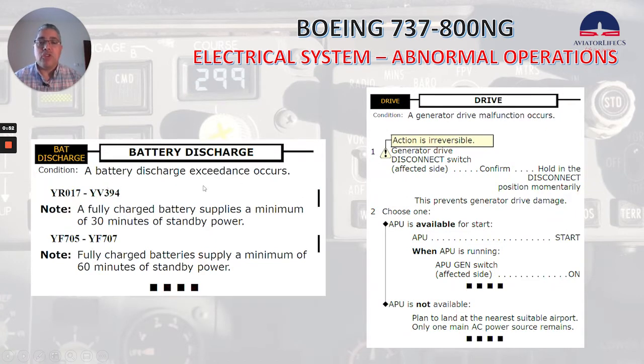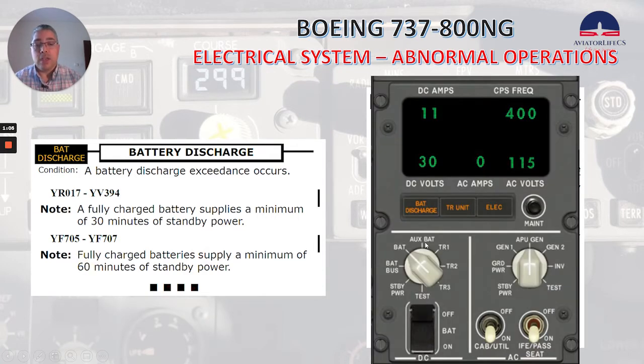Condition: a battery discharge exceedance, of course. Note: a fully charged battery supplies a minimum of 30 minutes of standby power. And if we have an auxiliary battery installed, like in this case, and here we have the light, it says fully charged batteries supply a minimum of 60 minutes of standby power.